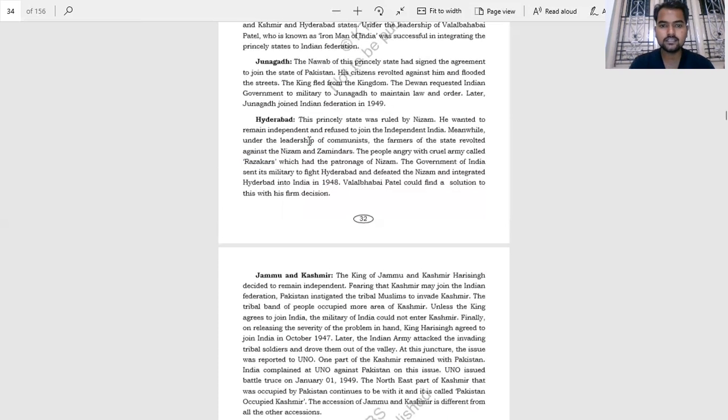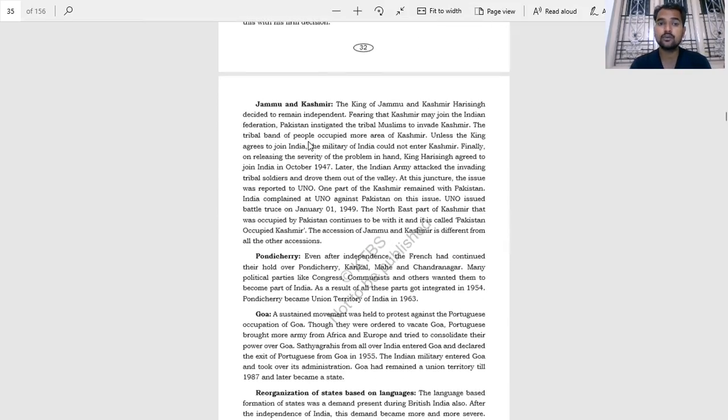And like this, the Hyderabad Nizam left Hyderabad and went where, even today, we don't know. So he ran away from his kingdom. So like this, the Hyderabad region also entered into India.